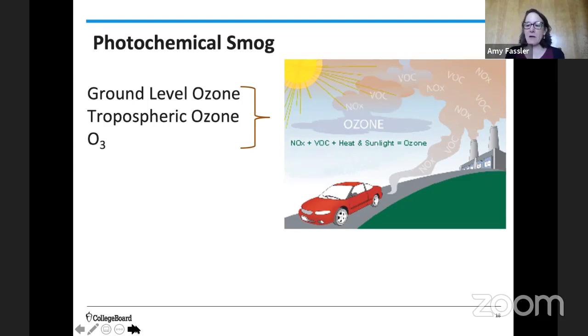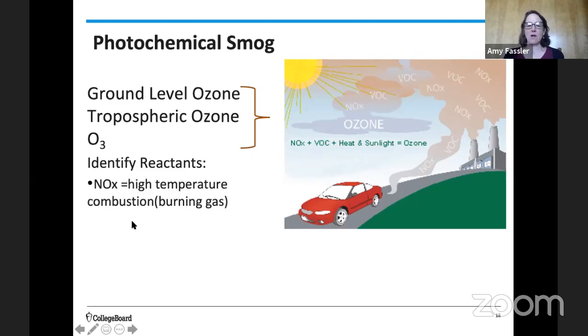If I'm writing about this on an FRQ, I can say ozone or O3. I can say ground level ozone. We refer to that as tropospheric ozone to distinguish it from the good stratospheric ozone that blocks incoming UV radiation. And I can just call it smog or photochemical smog. So the first thing we want to do is identify the reactants. What are the ingredients that are necessary to form this ozone?